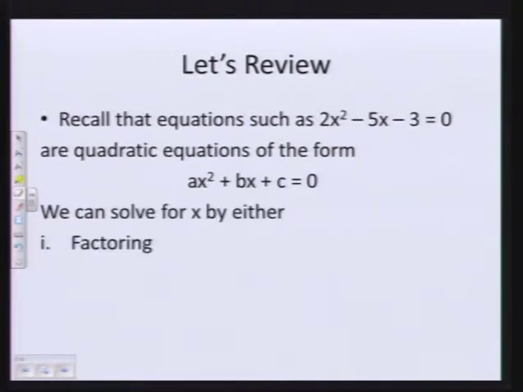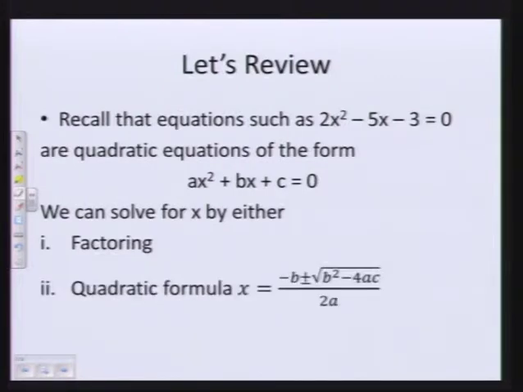And so we can solve for x by either factoring or using the quadratic formula, which is x equals minus b plus or minus the square root of b squared minus 4ac, all divided by 2a. As we looked at quadratic equations up to this point, our quadratic equations were set equal to 0.